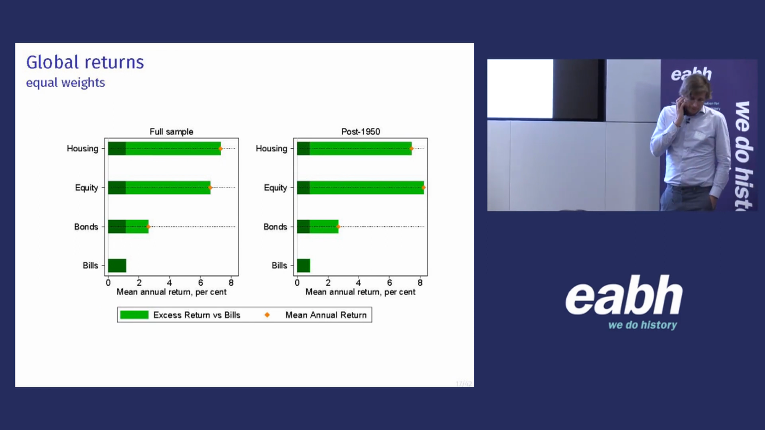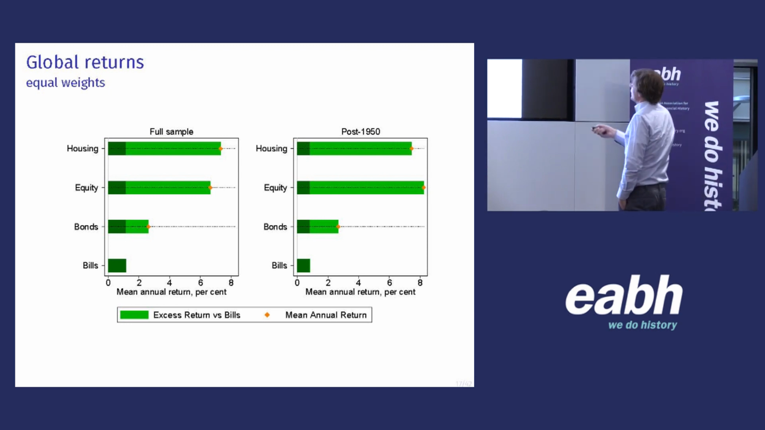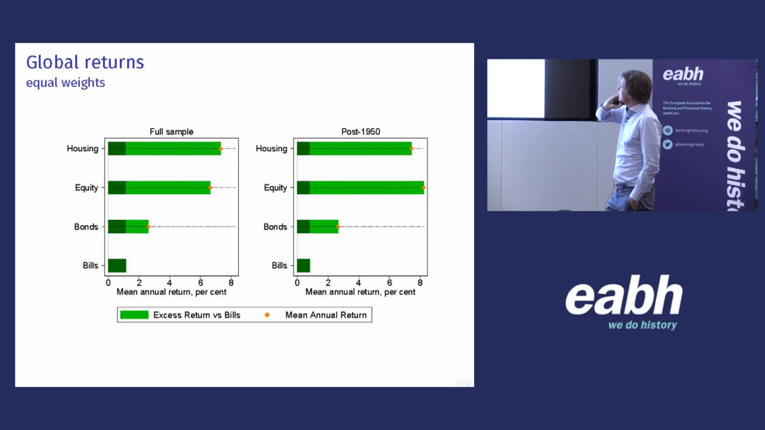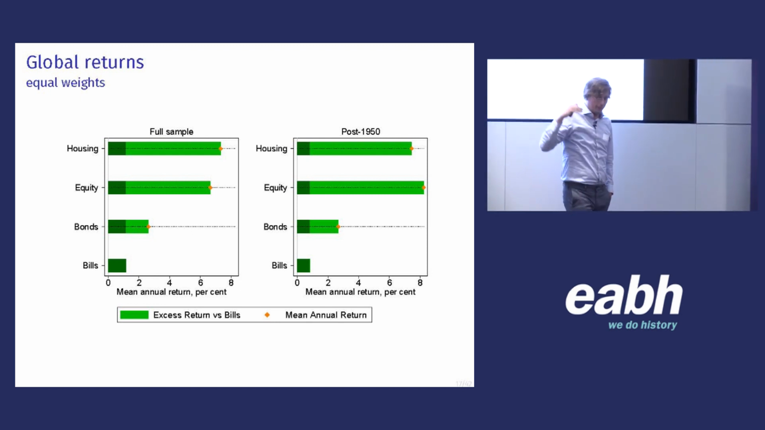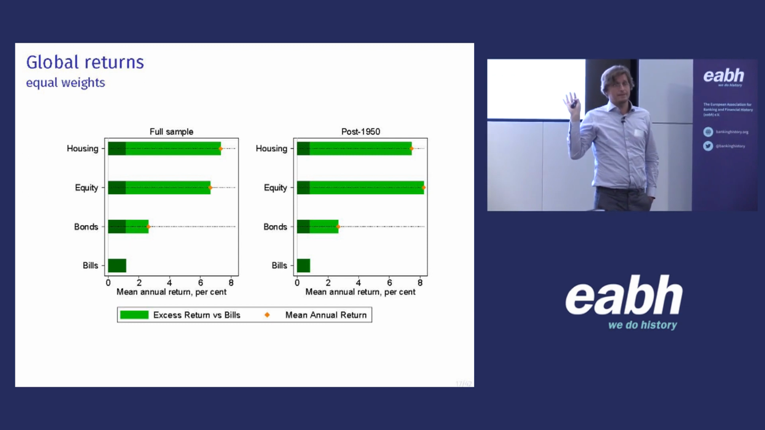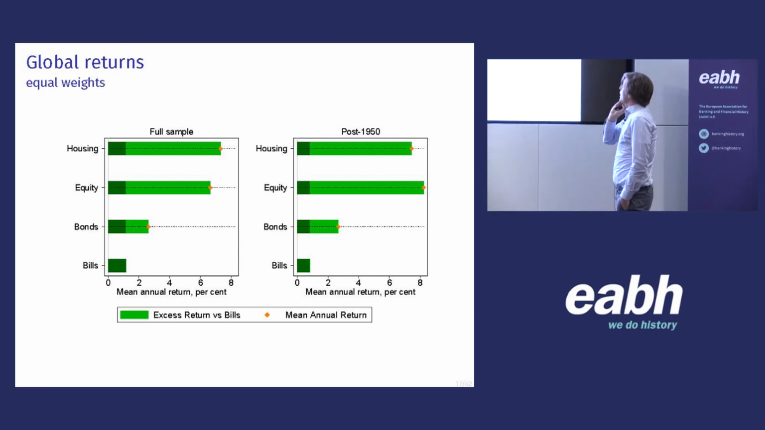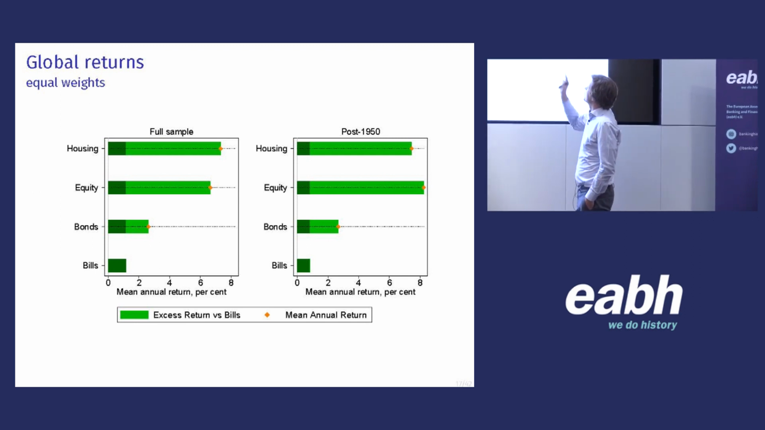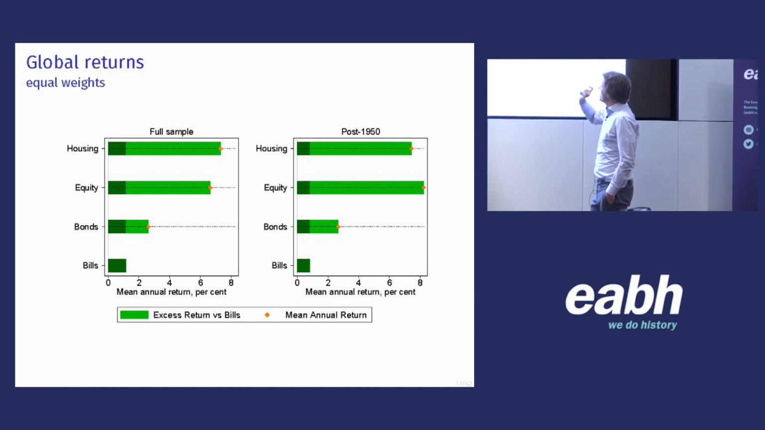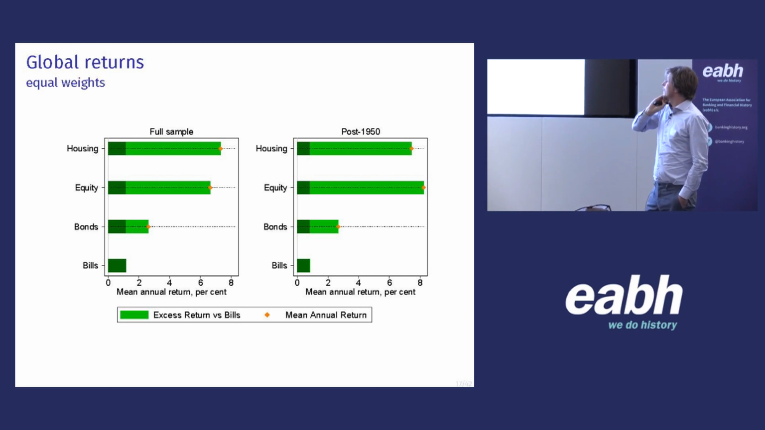This is the main result in terms of long-run returns. You see here for the full sample on the left-hand side, there's always going to be a dark green bar, which is the return on the risk-free asset. In this case, it's the bill return, a real bill return. And then you have these lighter green bars, which give you the excess return over the risk-free return. If you add them both together, you have the total return. Remember, this is inflation adjusted.